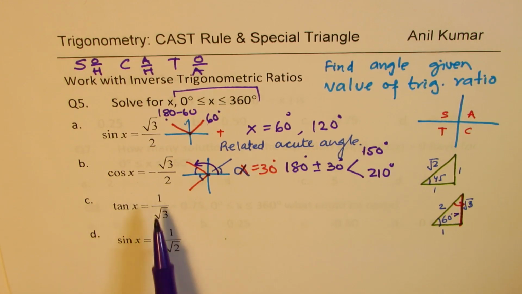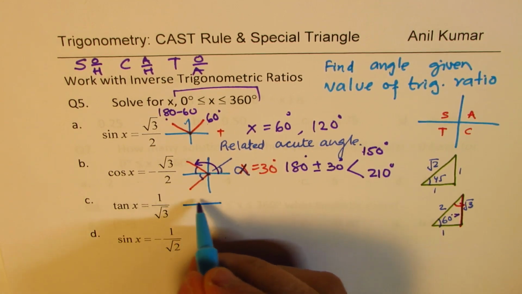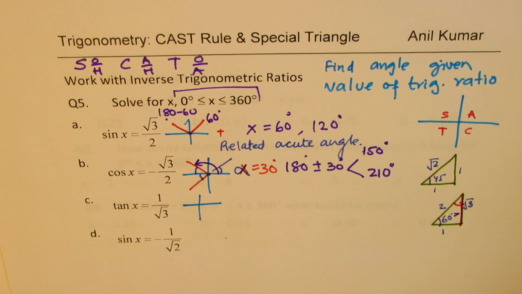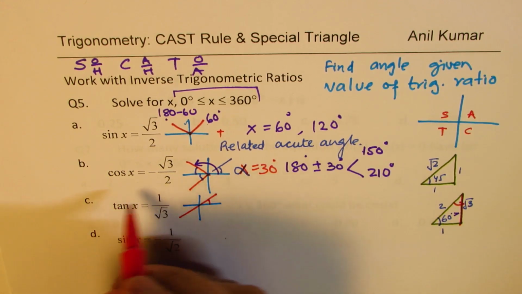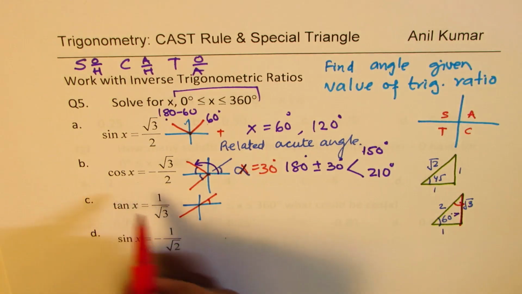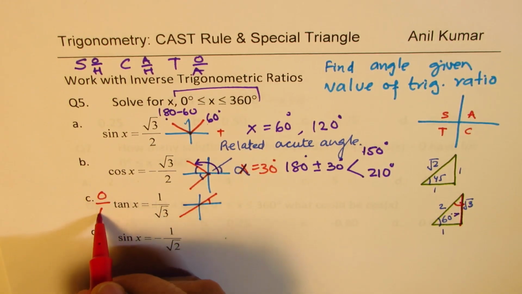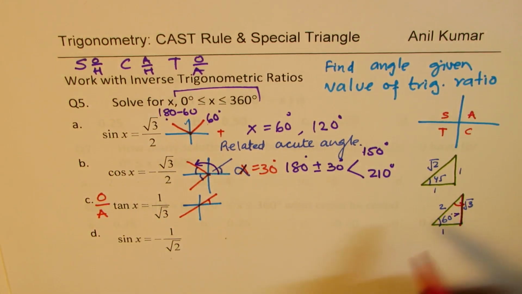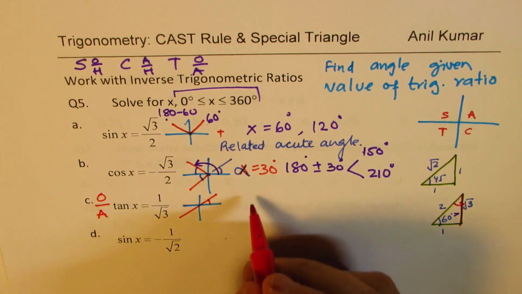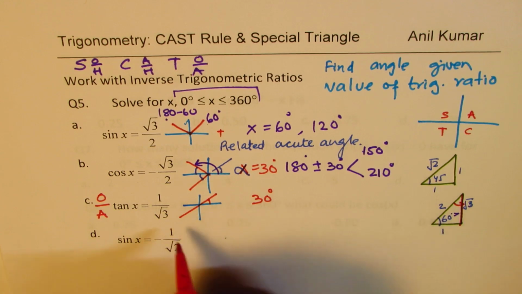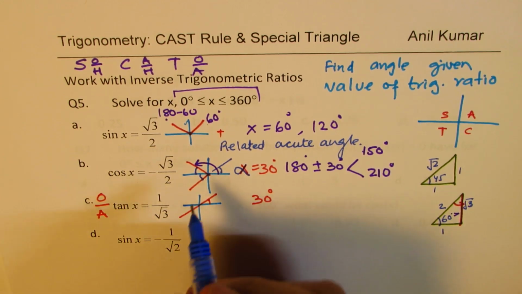Okay. Tan x equals 1 over square root 3. Where is tan positive? Tan is positive in two quadrants, quadrant 1 and 3. So that is where it is positive. Now here, for 1 over square root 3, the tan ratio is opposite over adjacent, right? So we need the adjacent side to be square root 3 and the opposite to be 1. So it's a 30 degrees angle, right? So we get our acute angle of 30 degrees.